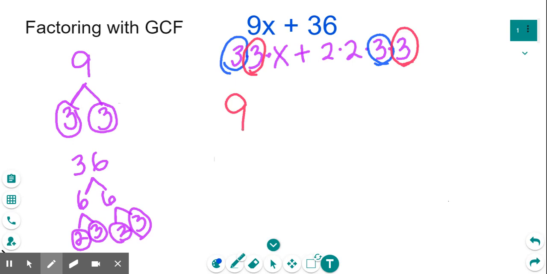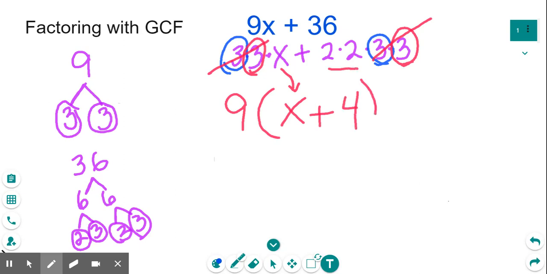Okay, I'm going to open up the parentheses. And what I'm going to do is, because we took that 9 out, I'm just going to get rid of it over here and see what we have left. So notice here we have an x left, so that's what goes here, plus what's left over here. 2 times 2 is 4. And we are done.